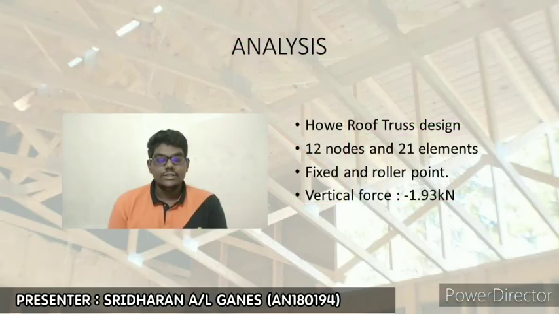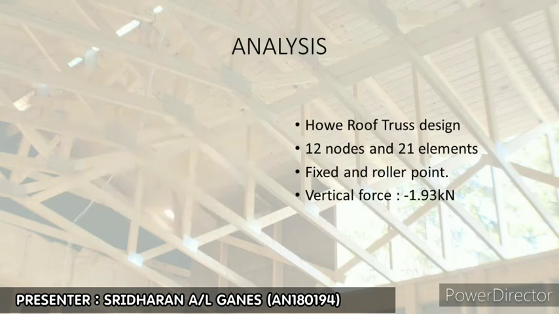The type of truss design used is Howe roof truss. It has a fixed point and a roller point at both ends of the truss. A total of 12 nodes and 21 elements in this truss. For the analysis of this truss, the 2 basic loads and 3 combination load cases are tested. The vertical force that is selected as a variable to test the truss is negative 1.93 kN. The force is applied at every node at the upmost of the truss.